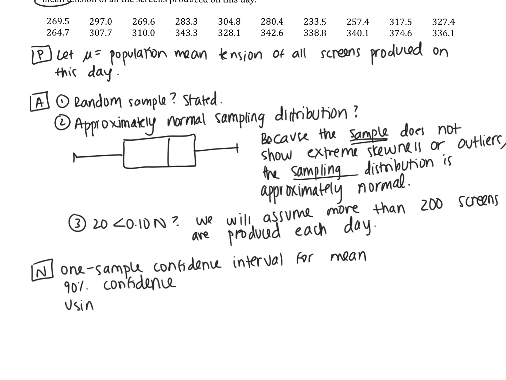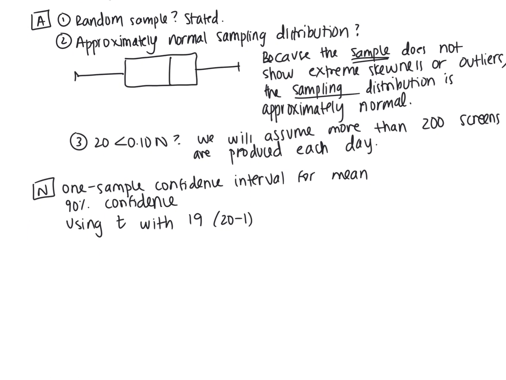And we are using, okay, so this is where we have to decide if it's T or Z. We've not been given a standard deviation. We have a sample though, so we will be using the sample standard deviation once we calculate it. That means that we're using T, and we have to include degrees of freedom. It is always n minus 1. So in this case, that's 19. You do not have to show 20 minus 1. I'm just showing it so that you have it in your notes.